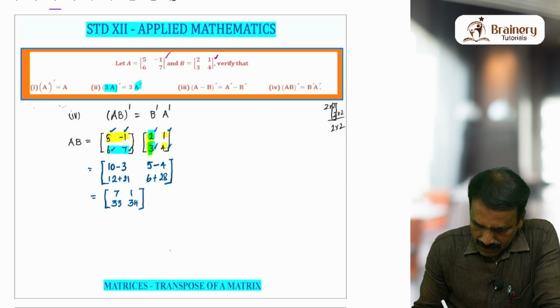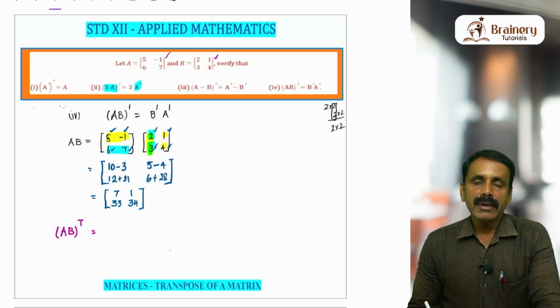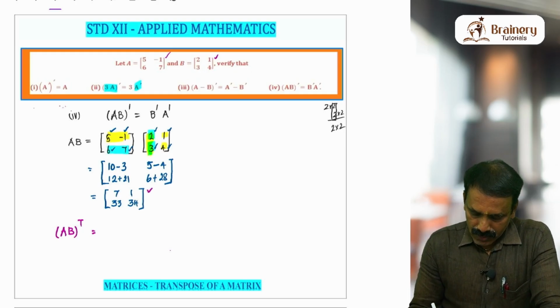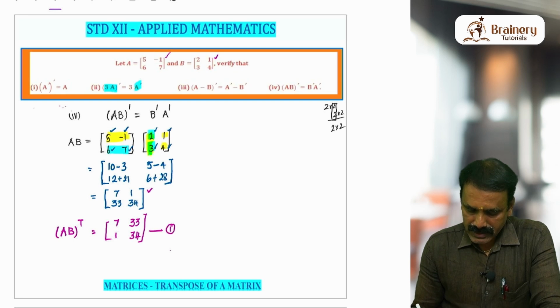Now I calculate AB whole transpose. AB I found out already. I am going to transpose it. How to find the transpose of a matrix? Convert row element to column element. So the first row is written as the first column now. Convert row to column. So horizontal elements will be written as vertical elements. Second row 33, 34. So this we will take as the first equation.